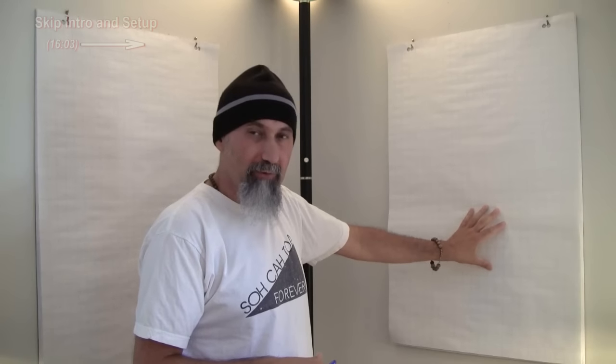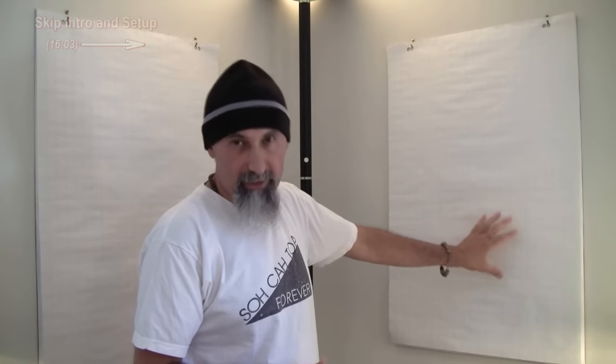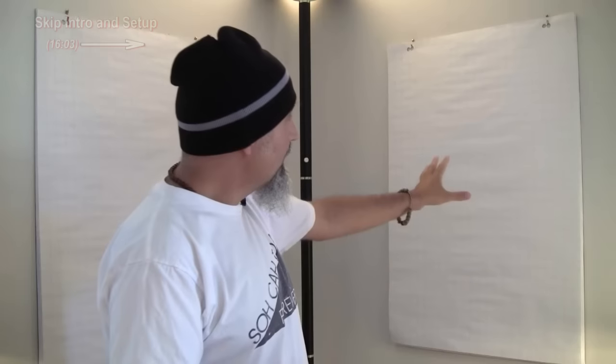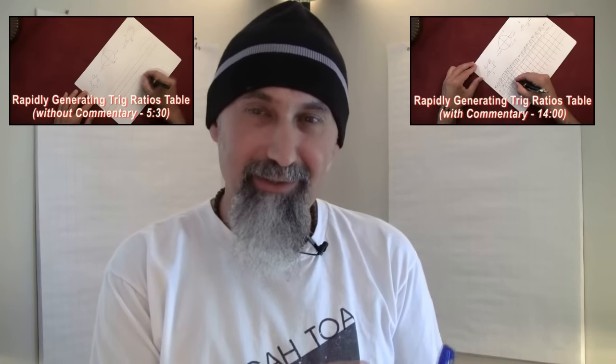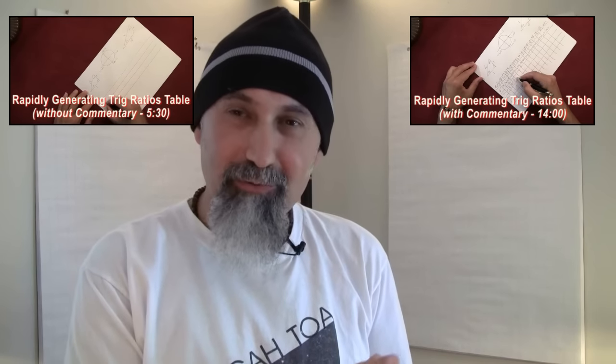So this isn't about memorizing this table. This is about learning how to generate this table. And I'm going to take a fairly long time explaining how we get all the answers, all the ratios, the three primary trig ratios for the unit circle in this video. And then there are two more videos coming of the same thing. One of them is going to be a little bit longer than the other one. And the shortest one is basically me, without giving any commentary, just generating the table.